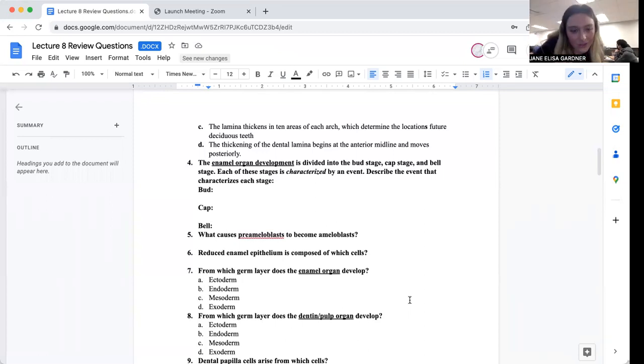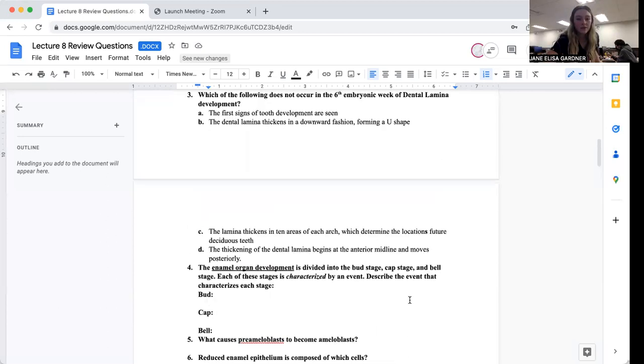Okay, 6. Reduced enamel epithelium is composed of which cells? Yes, outer enamel epithelium and one more. There's 2 cells that come together to form this. And it's at the very end of enamel development of the tooth. So it's ameloblasts. Because here I'll scroll up.